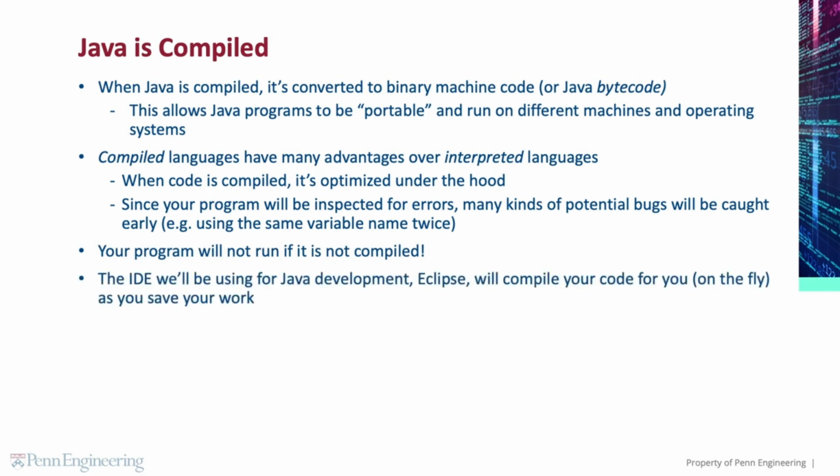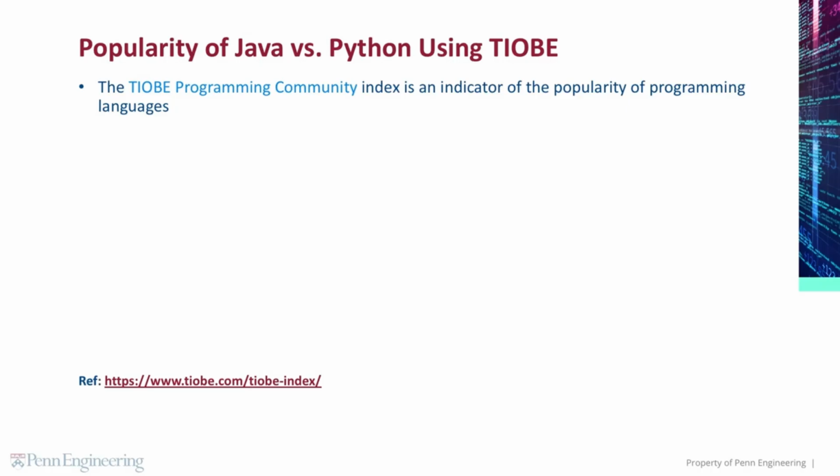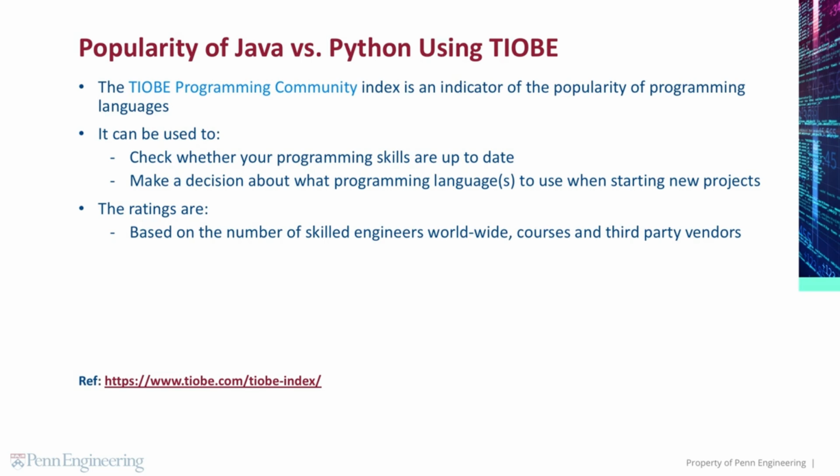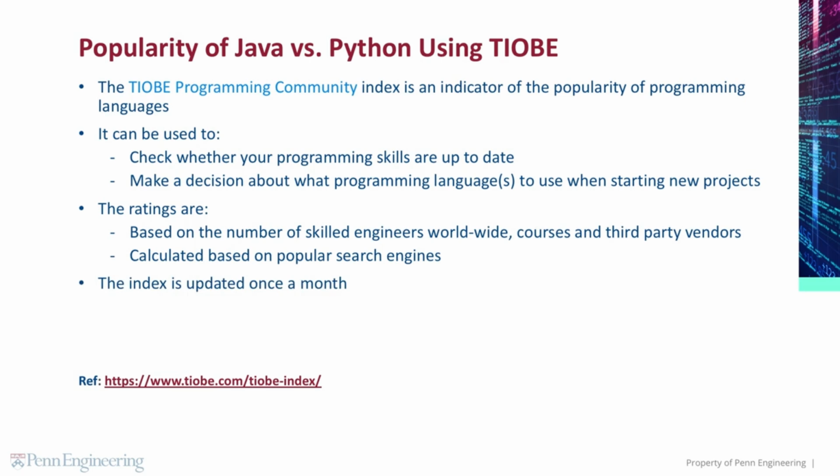The IDE we'll be using for Java development, Eclipse, will compile your code for you on the fly as you save your work. It will also help you fix many problems in your code. The TIOBE Programming Community Index is an indicator of the popularity of programming languages. It can be used to check whether your programming skills are up to date or to make a decision about what programming languages to use when starting new projects. The ratings are based on the number of skilled engineers worldwide, courses and third-party vendors, and calculated based on popular search engines. The index is updated once a month.